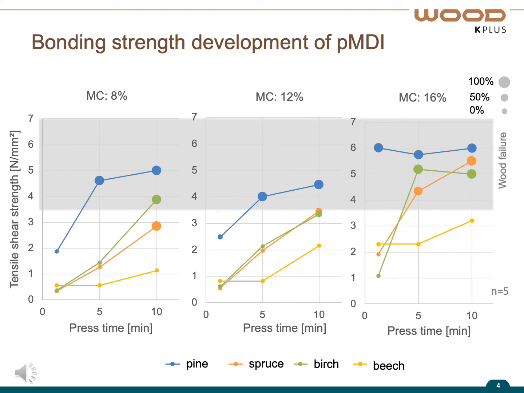When we have a look on the next slide, we can see the first results. These figures show on the one hand a strong influence of moisture content on the bonding strength. So the higher the wood moisture content, the faster the bonding strength of pMDI develops. However, this is a very well-known effect and can be explained by a high reactivity of isocyanate groups to all compounds containing hydroxy groups or also water.